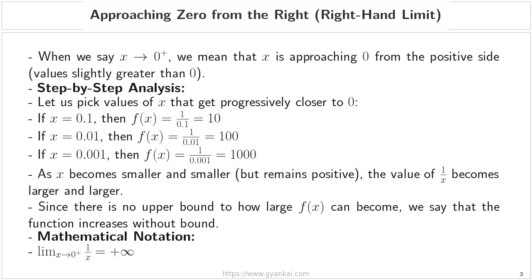Having analyzed the positive side, we must now consider whether the function behaves the same way when we approach 0 from the negative side, which we will explore in the next slide. Approaching 0 from the left: the left-hand limit. Now that we have analyzed the behavior of the function from the right, let us examine what happens when we approach 0 from the opposite direction.